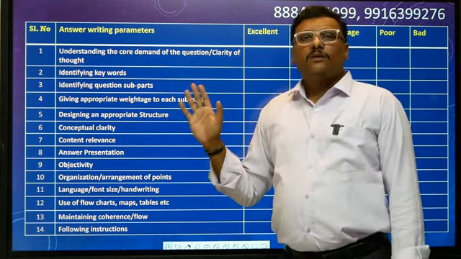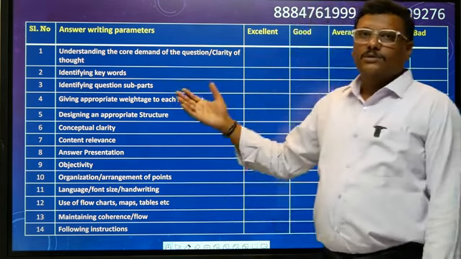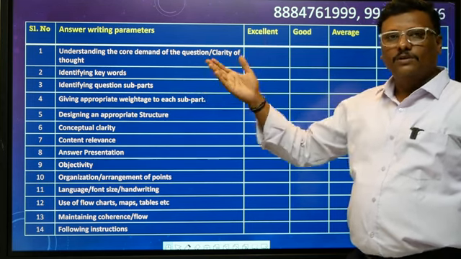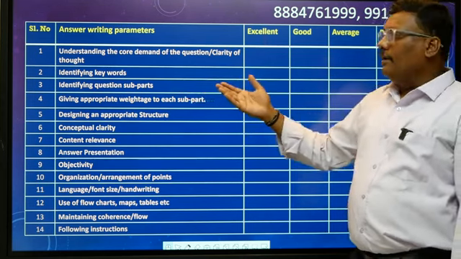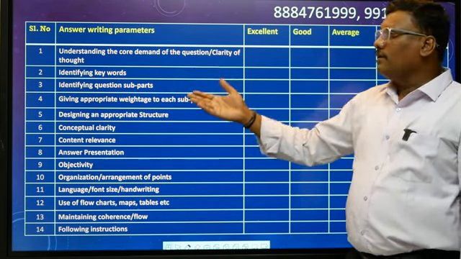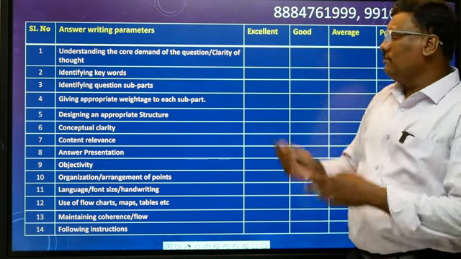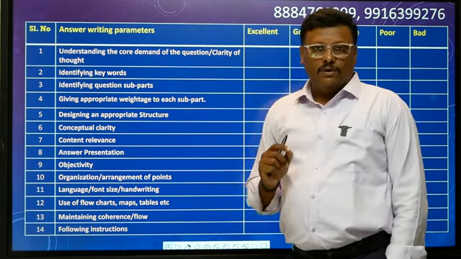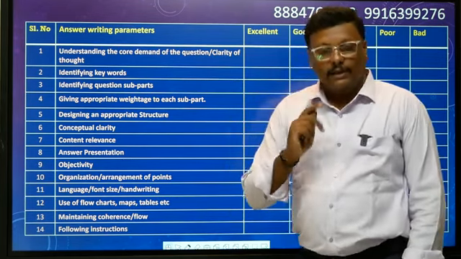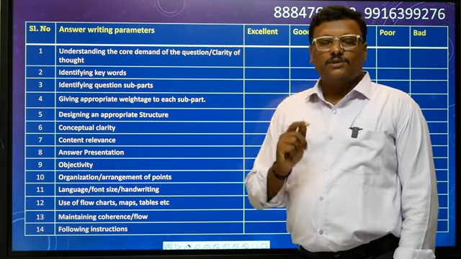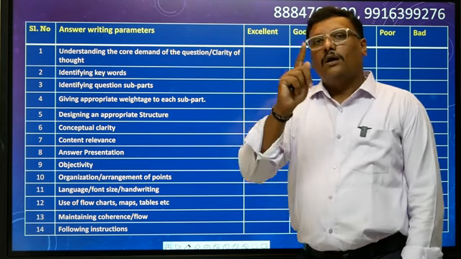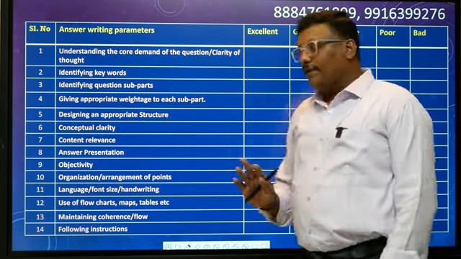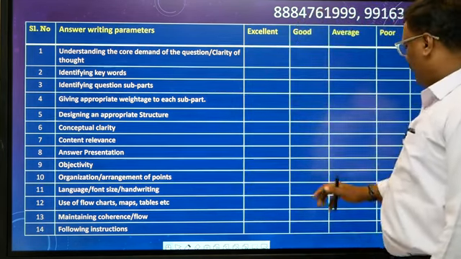But these are the basic parameters which I felt are commonly looked into in any answer, and so many years of evaluation and guiding students have given me this knowledge, right? So first and foremost, understanding the core demand of the question. That is called clarity of thought. That means you have understood the question correctly, you have devised the right structure, and you are addressing the question in the right direction using proper content. That is called your clarity of thought.